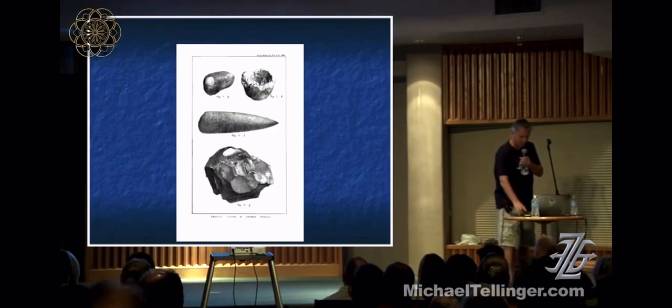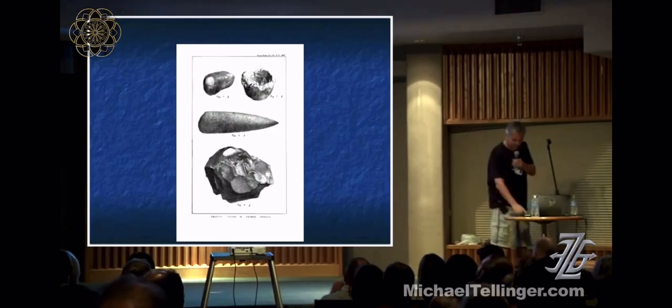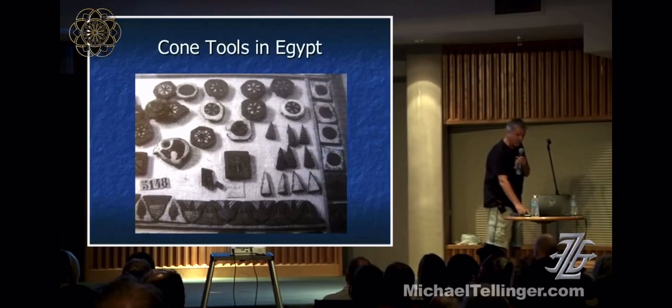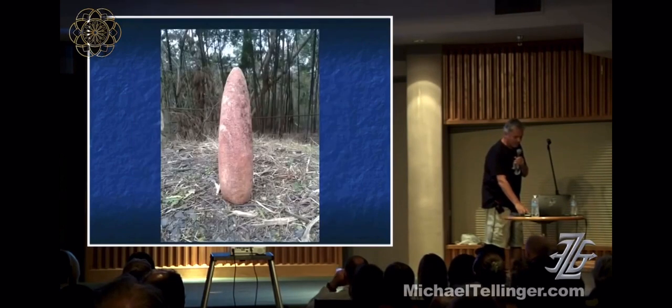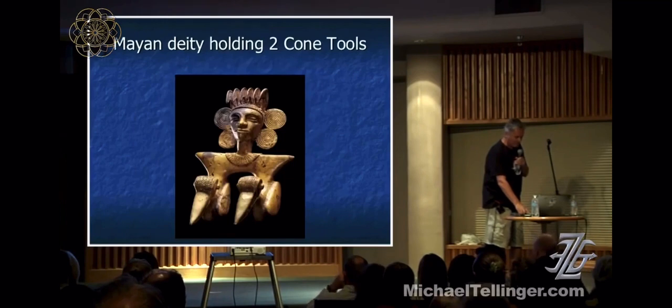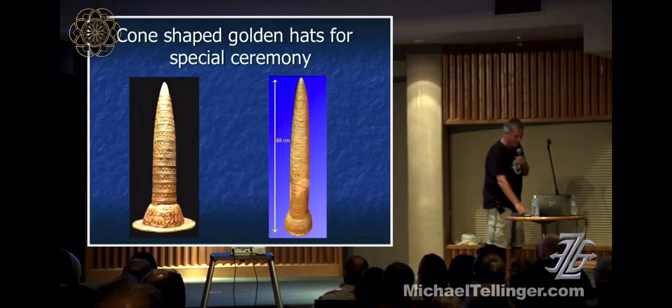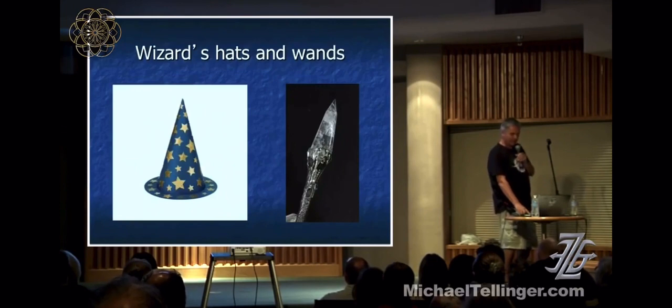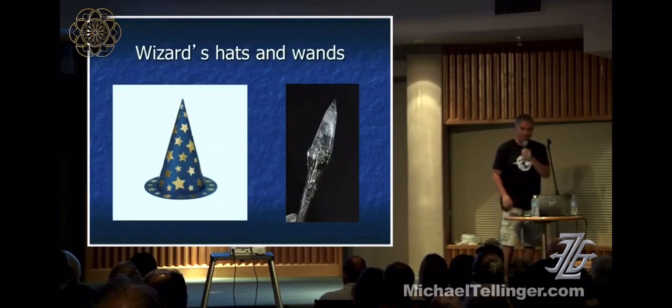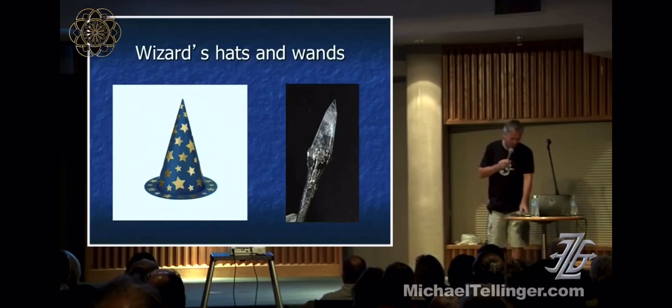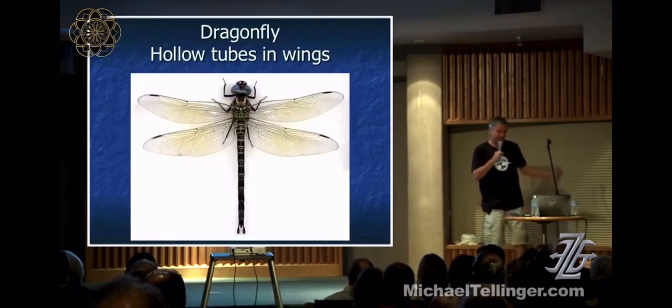This is from an iron mine in England. These are cones in Egypt. They were completely ignored until I found them. Cones in Australia. A Mayan deity holding two cones, just like Ed Leedskalnin was apparently seen. These cone-shaped hats are found in some tribes and were used for special ceremonies. Why do wizards have hats as cones, and why are wizards' wands cone-shaped? And this gets really exciting.